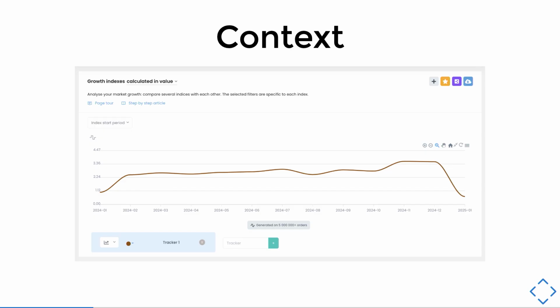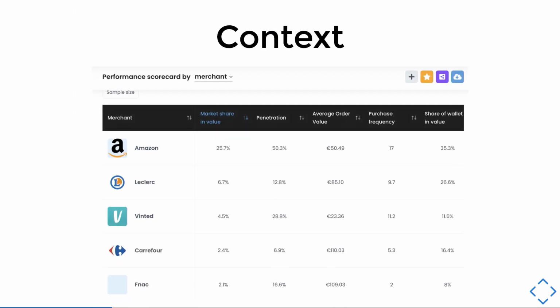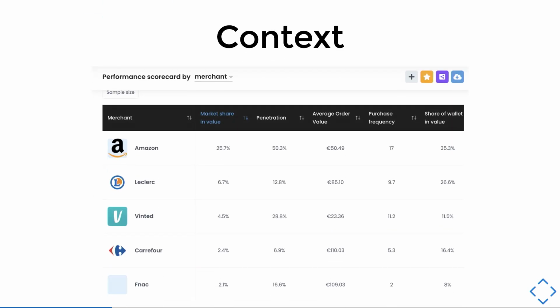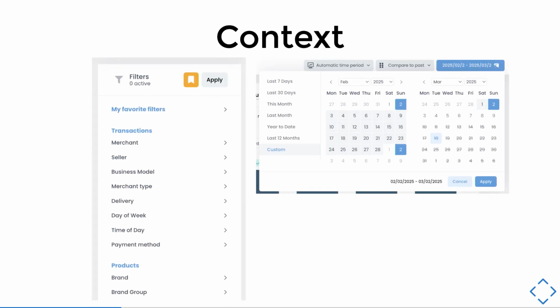The next analysis is for customer switch, to study customer loyalty and provide insight about behavior of the shoppers. And this one is an analysis to simply display a lot of different KPIs about, again, shoppers, merchants, brands, and so on. And all these analyses could be, of course, parameterized with some filters.